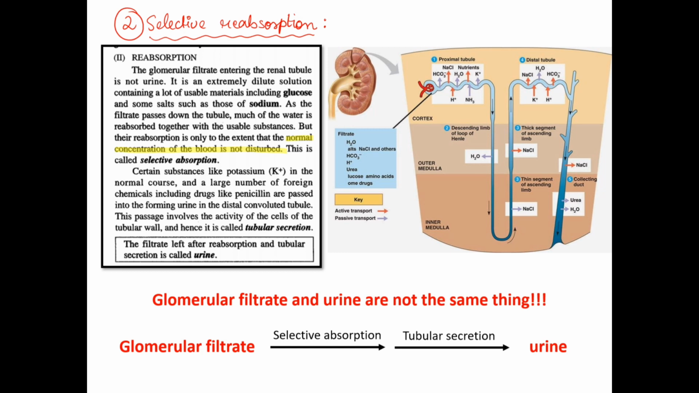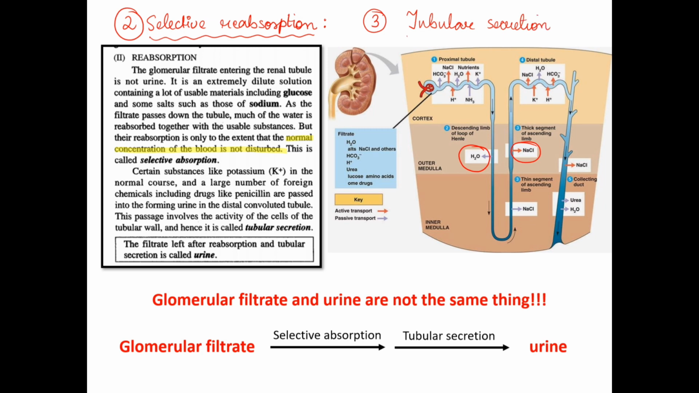So some part of selective reabsorption occurs in the proximal convoluted tubule. Then in the loop of Henle, in the descending part, water is reabsorbed. In the ascending part of the loop of Henle, the NaCl, the sodium chloride, the salt, is reabsorbed. And then further in the distal convoluted tubule, again some reabsorption takes place. So this is about selective reabsorption. The third process that occurs in urine formation is what we call tubular secretion.